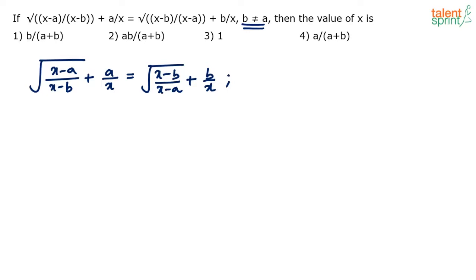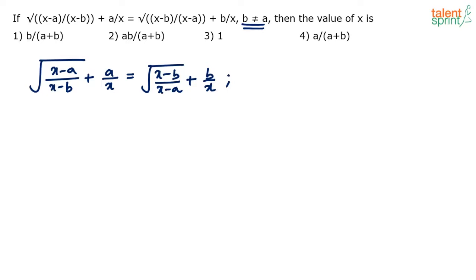Yes or no? Because option 1 says b by a plus b. So only b in the numerator. Denominator has got a plus b, which is fine, but numerator has got only b, which will be out of symmetry. Similarly, option 4 has got only a in the numerator. Denominator has got a plus b. So if you try to eliminate that way, 1 and 4 are eliminated. It should either be 2 or 3.